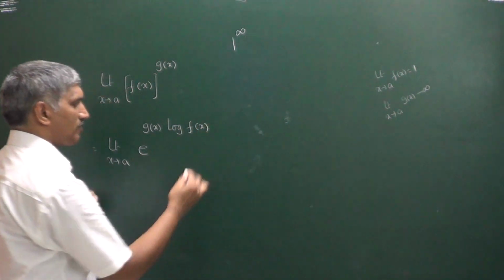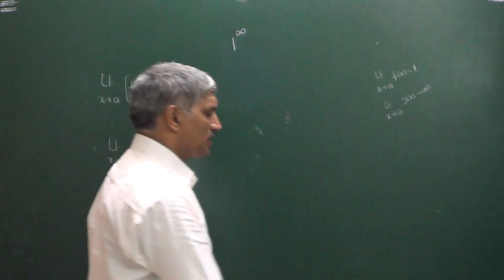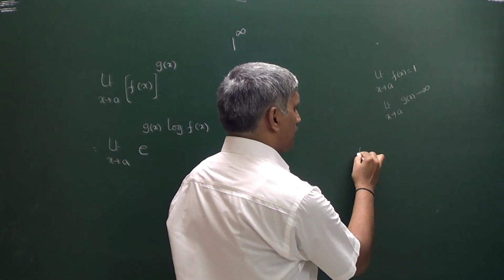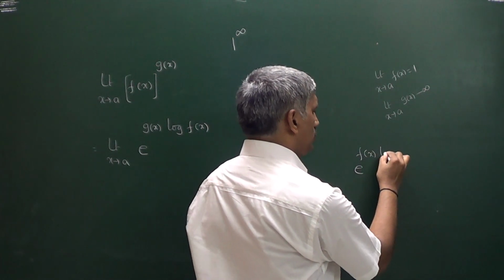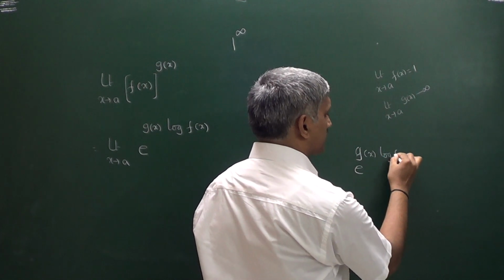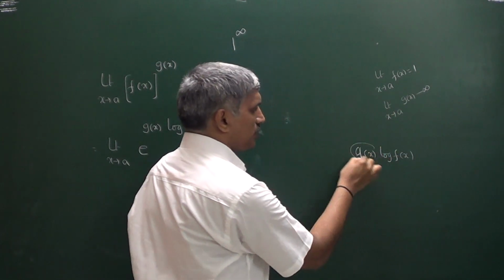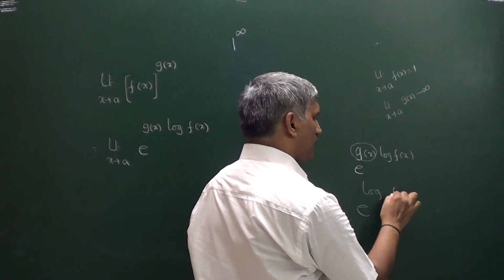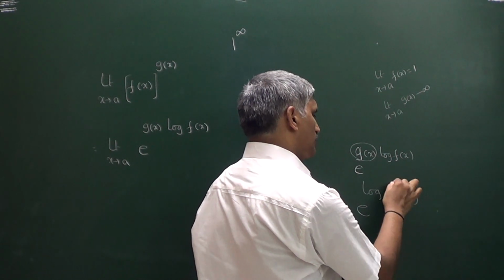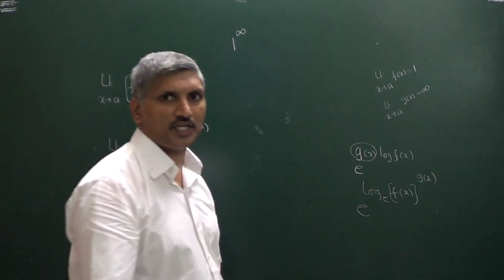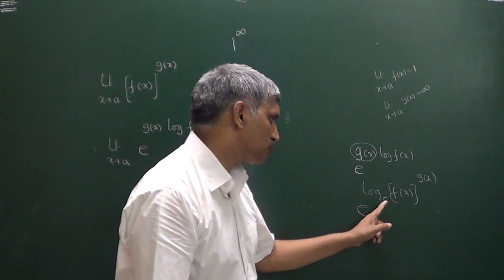I hope everyone followed this, because x power a power, this is e power f of x into log of g of x into log of f of x, which I have written here, right? Now this g of x shifted to the power e to the power of log of f of x whole to the power of g of x. Base is not there, it is natural logarithm, base is e, that's why these two are the same.